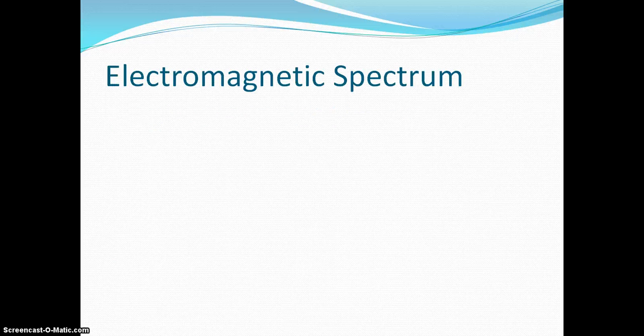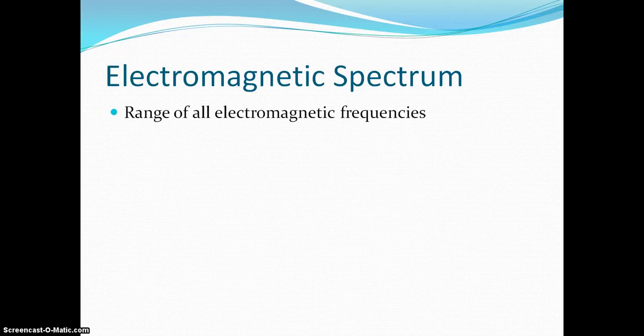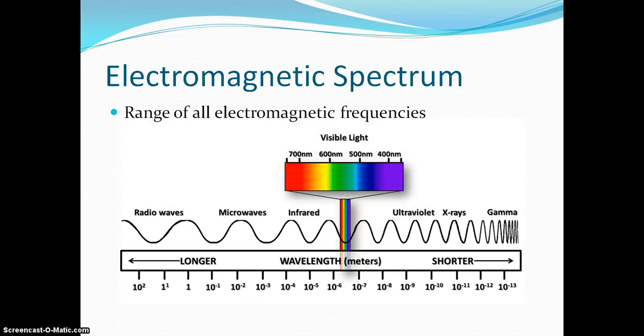Electromagnetic spectrum, the range of all electromagnetic frequencies. Kind of go over this quickly because we're going to do a lot more with this later on in the week. But the examples we have here: a radio wave, microwave, infrared, the visible light, so the light that we can see, ultraviolet, X-rays, and gamma rays. We're going to do that real quickly in the next couple weeks.